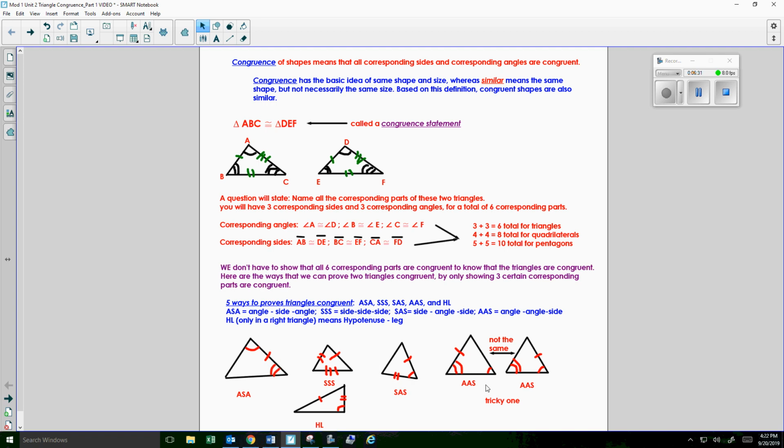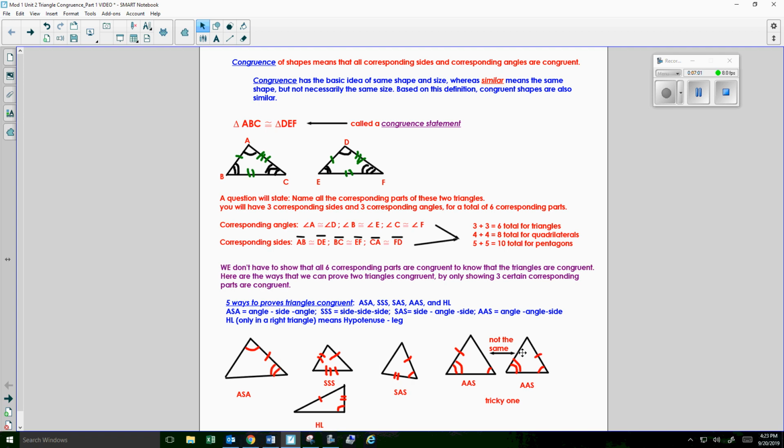The trickiest one is AAS. Notice I've drawn two examples for that because it's tricky, and these are not the same. Both of these are AAS, but they are different examples of AAS. The difference is this S is next to the side with two arcs, and this S over here is next to the side with one arc. So they're not the same.